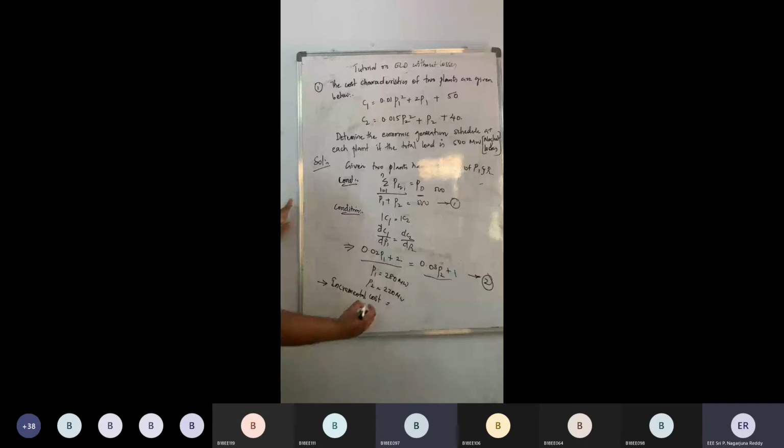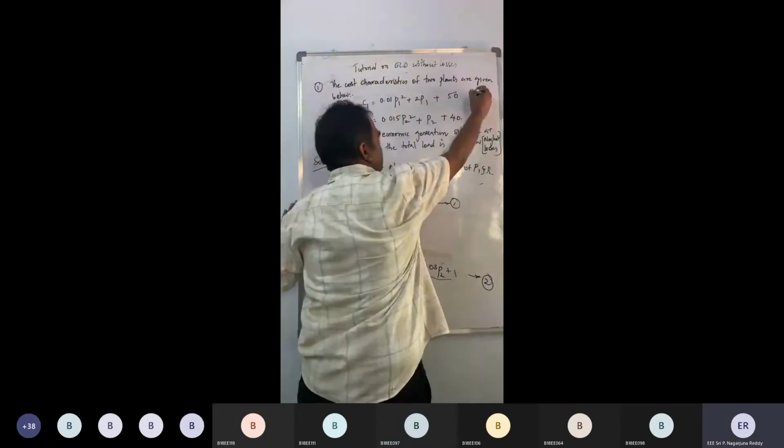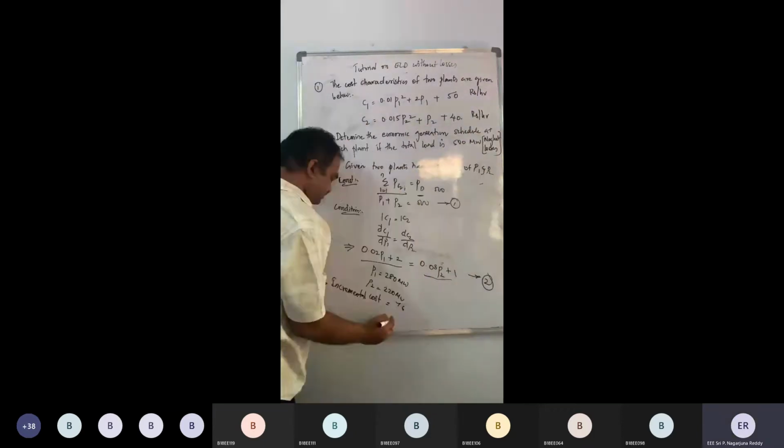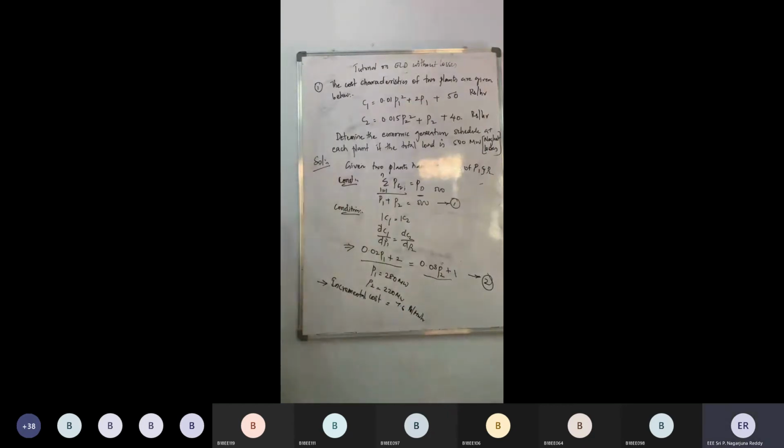7.6, sir. 7.6. And don't forget to write the unit, per hour. Demand is in megawatts, so incremental cost will be rupees per megawatt hour. So this is incremental cost, which means that both the plants, in order to have an economic load dispatch, are supposed to operate at an incremental cost of 7.6 rupees per megawatt hour, with plant 1 delivering 280 megawatts and plant 2 delivering 220 megawatts.